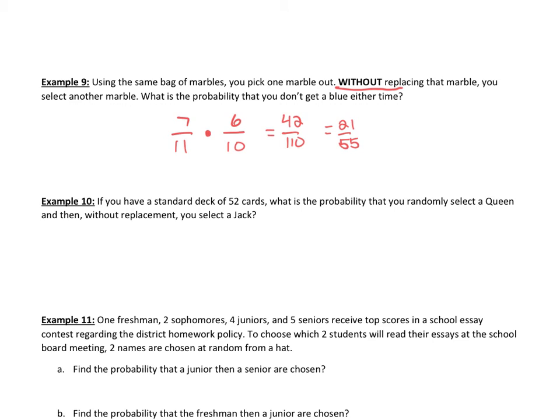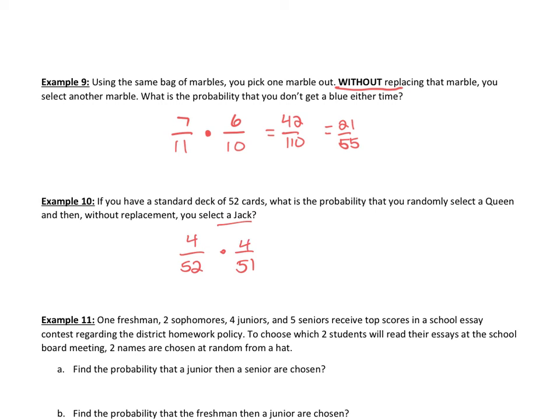If we start with a standard deck of 52 cards, what is the probability that you randomly select the queen, and then without replacement you select the jack? Well, there would be 4 queens, so that would be out of 52. But when we look at jacks, again, that's automatically going to be one less card in the total. Because we decided to pick a jack the second time, the jack wasn't affected by the queen.